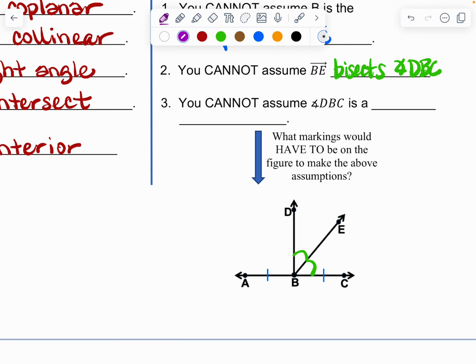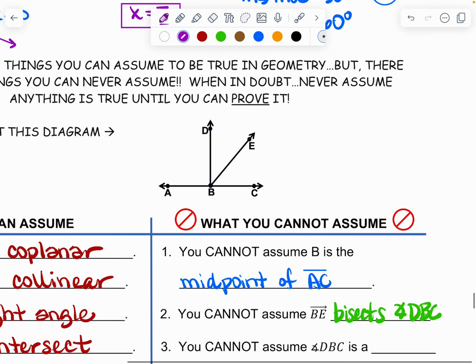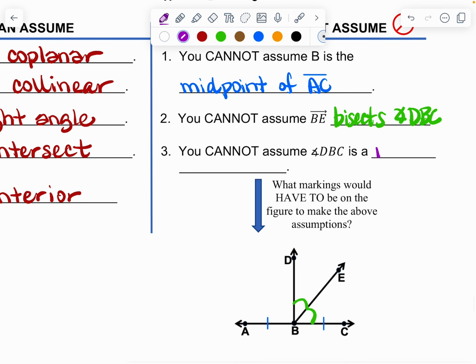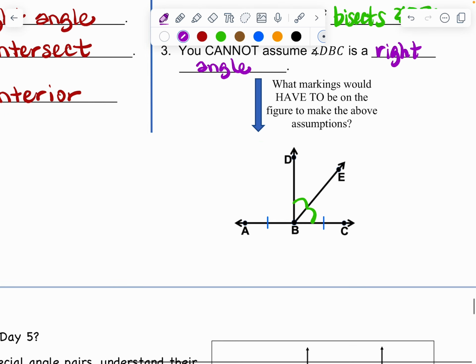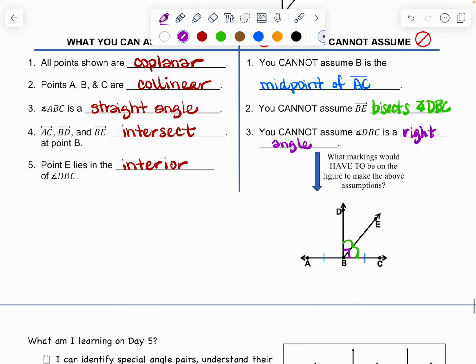And lastly, we cannot assume that angle DBC is a right angle. The only way you can know if it's a right angle is if you see the box in the corner. Or of course, there could be a whole story problem or verbiage in your question that allows you to then put those marks in the picture. But unless those markings are there, you cannot make any of those assumptions.